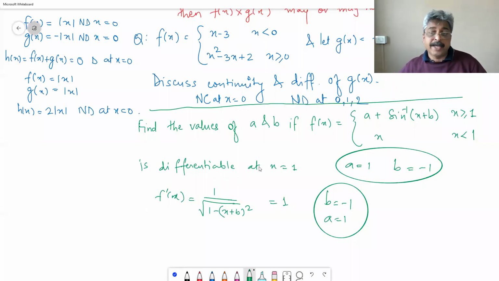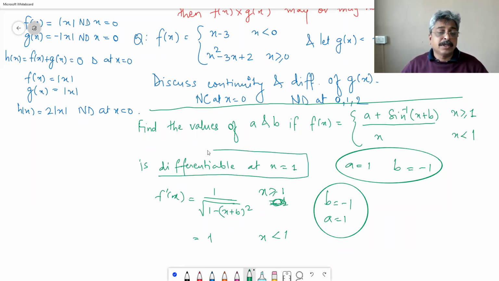Okay, f dash of x for this case, is equal to the derivative if x is greater than or equal to 1, and is equal to 1 if x is less than 1. And now it is differentiable at x is equal to 1. Therefore, both the derivative values should be the same. Only then will there be a tangent, right?